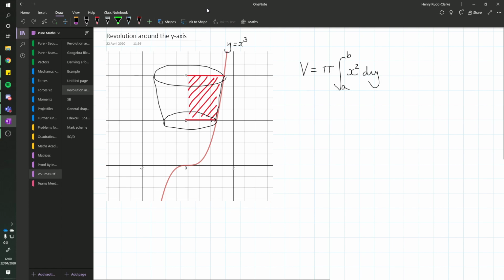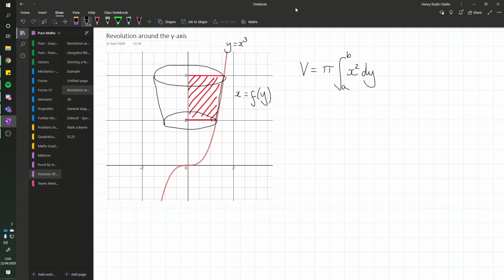And we're just going to think of this as, instead of y equals f of x, which is what we've got here, x equals f of y. Or I suppose we'd say g of y because I've just used f. But we're going to think of it being x equals f of y. So x is a function of y instead. So if the line is y equals x cubed, then x is actually equal to the cube root of y.